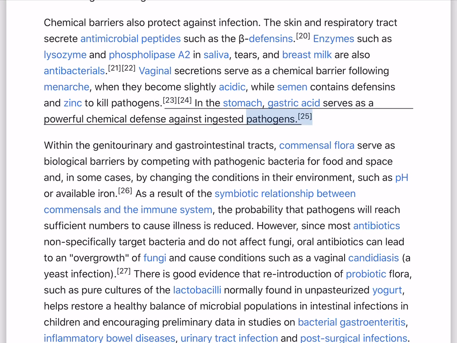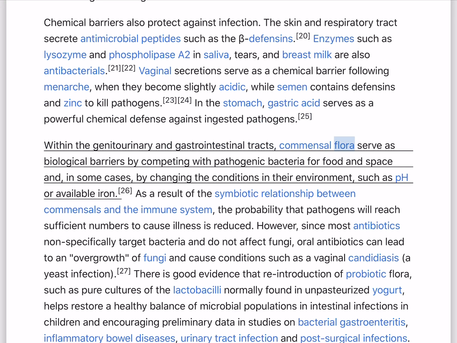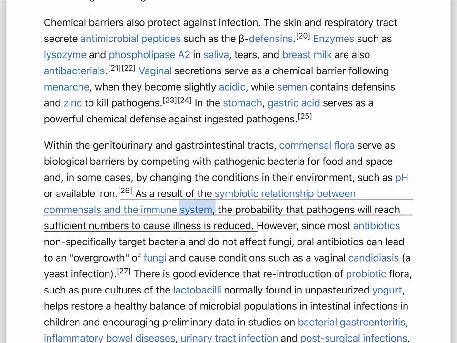Within the genitourinary and gastrointestinal tracts, commensal flora serve as biological barriers by competing with pathogenic bacteria for food and space and, in some cases, by changing the conditions in their environment, such as pH or available iron. As a result of the symbiotic relationship between commensals and the immune system, the probability that pathogens will reach sufficient numbers to cause illness is reduced.